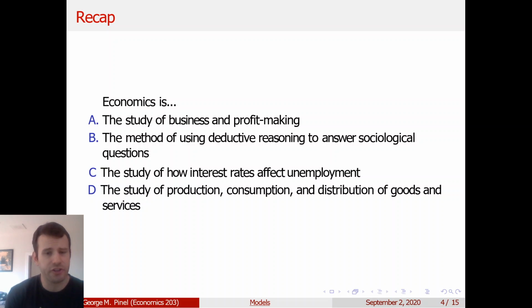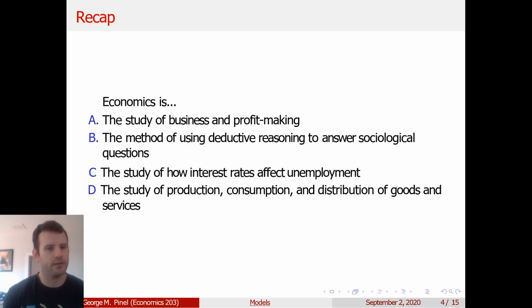Is it A, the study of business and profit making? B, the method of using deductive reasoning to answer sociological questions? C, the study of how interest rates affect unemployment? Or D, the study of production, consumption, and distribution of goods and services?